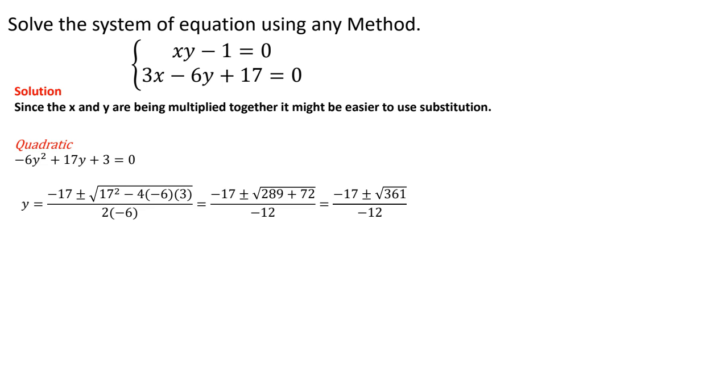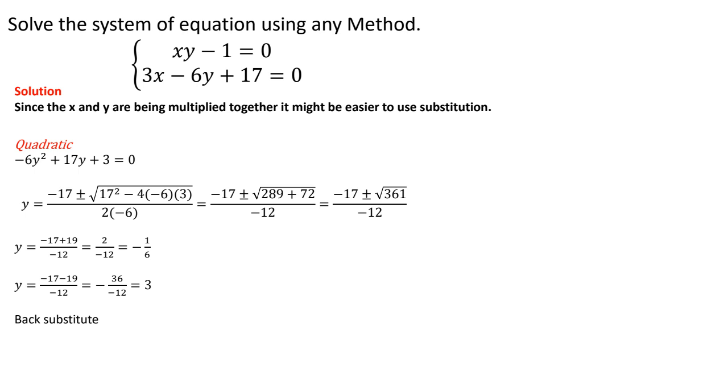And again, just to review, my A value is negative 6, my B value is 17, my C value is 3. And when I solve my quadratic equation, again, I'm going to get two answers. I have y equals negative 1 over 6 and y equals 3. We're going to use back substitution.